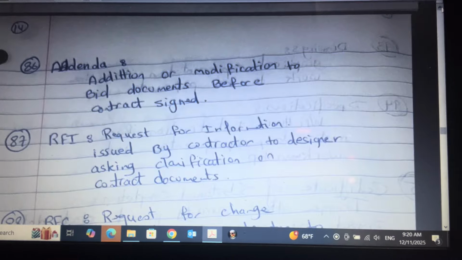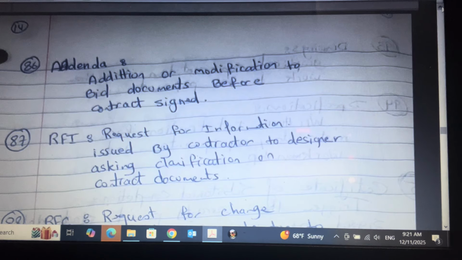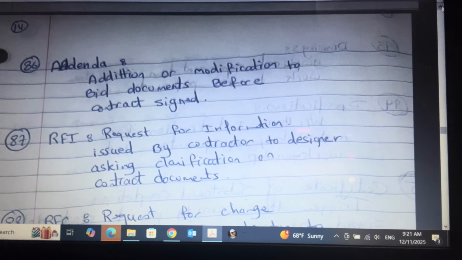We will continue the theoretical bullets through the documentation during construction phase or prior to awarding a contract. The term addenda: addenda is the addition or modification to bid documents before the contract is signed.